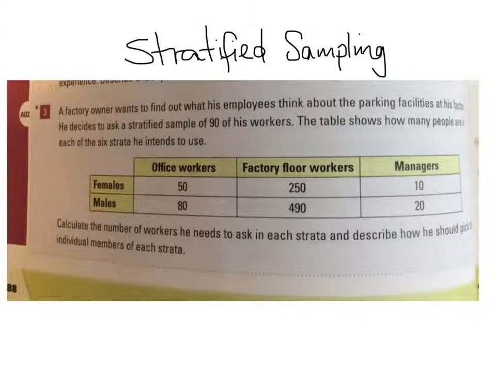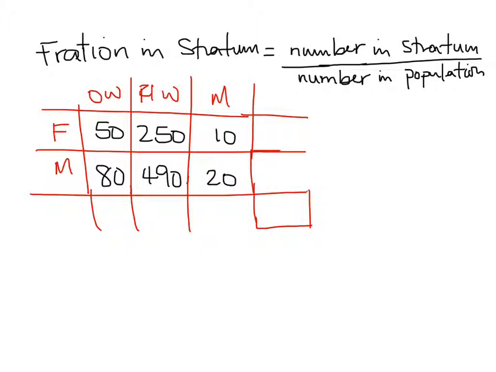Now, what is a strata? Well, let's have a quick look here. So this is our fraction of the strata. The formula that we're going to use to work out the fraction of the strata is the number in the stratum divided by the number in the population. This table is the table in the question we just spoke about. First thing we should do is add up everything in the table. When we add up all the numbers in the table, he's got 880 workers at his factory.